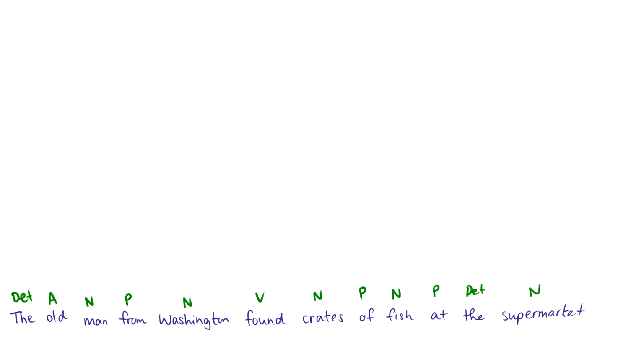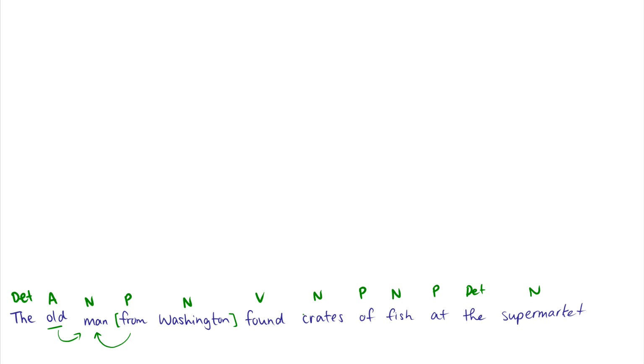Okay, now we really have to think about the sentence, right? We have to think about things. So, the old man from Washington. So, from Washington is another modifier on man, so this is an adjunct. You know, we don't have to say the man from Washington. That's not required information, it's optional. Same with old. Old is also a modifier of man. So we have two modifiers of man there. We have two adjuncts for man. Okay, found crates of fish.